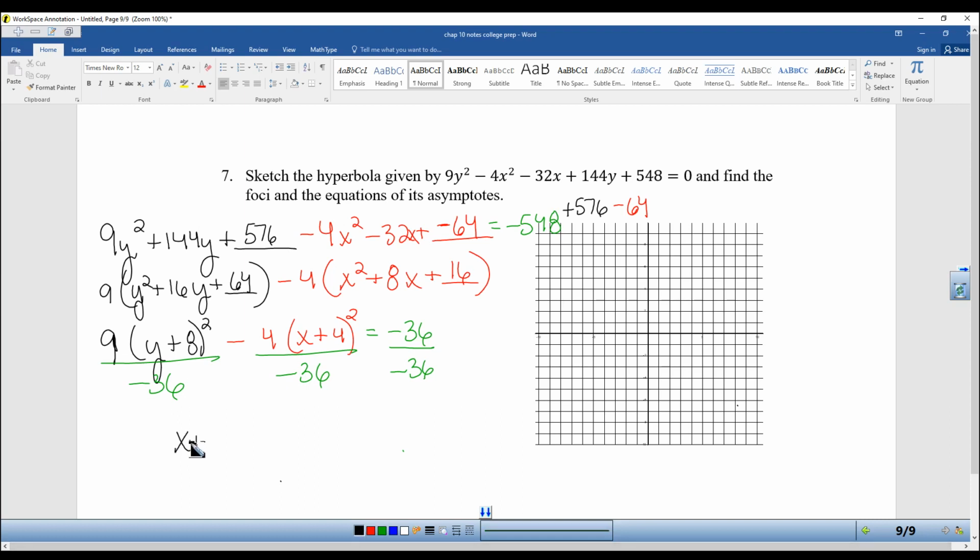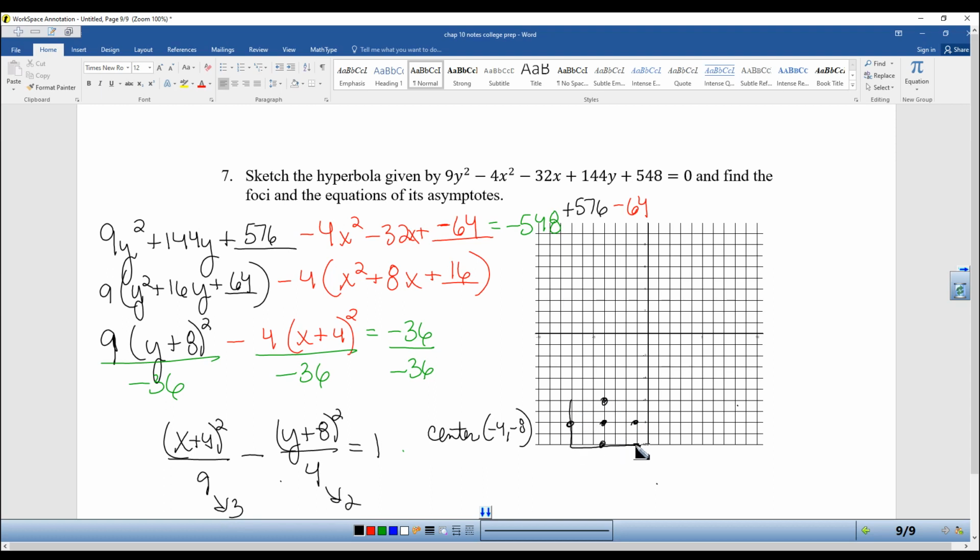So I'm going to write x plus 4 squared over 9. 4 over 36 reduces to 1/9. Minus, this one's going to be the minus now, y plus 8 squared over 4. 9 over 36 reduces to 1/4 is equal to 1. So my center is at negative 4, negative 8. And then I'm going to move 3 in the x direction. And I'm going to move 2 in the y direction, just barely fit it. And I'm going to draw my box.